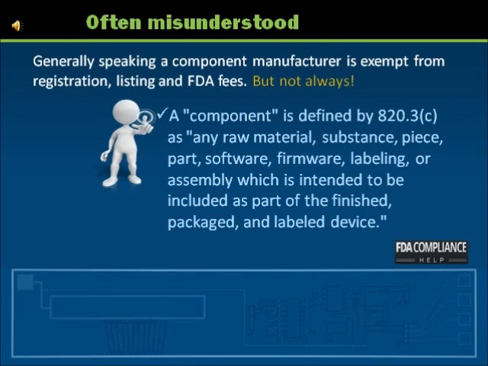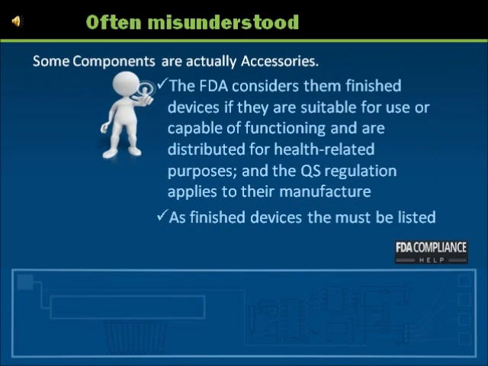The requirements for listing items often thought to be a component are often misunderstood. Let's take a minute to clarify by looking at the definition on this slide. When you evaluate your products for listing purposes, you must always consider the intended use. In this case, to be classified a component, it must be intended to become part of a completed, packaged, and labeled device. This is the root of most misunderstanding. Even if the component is intended to be a part of a completed device, if they are capable of functioning and distributed for health-related purposes, then they are considered to be an accessory and must be listed.